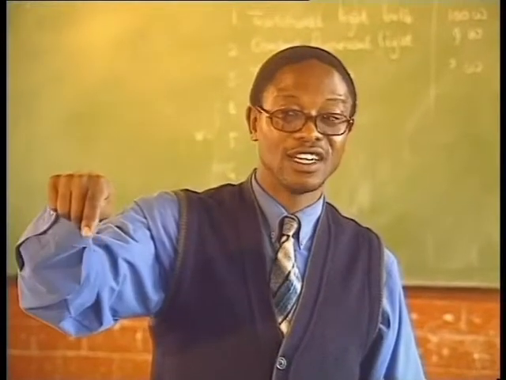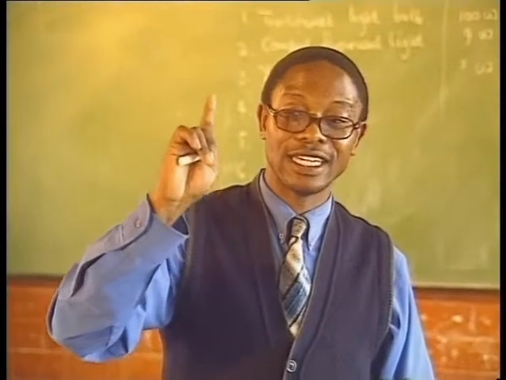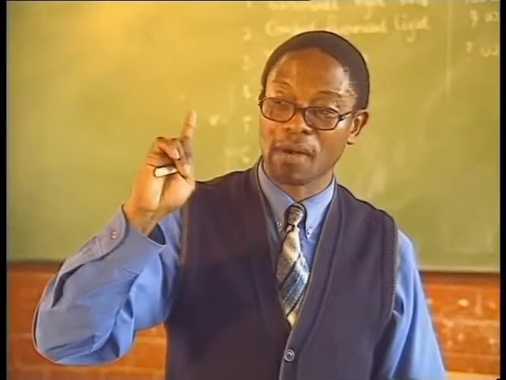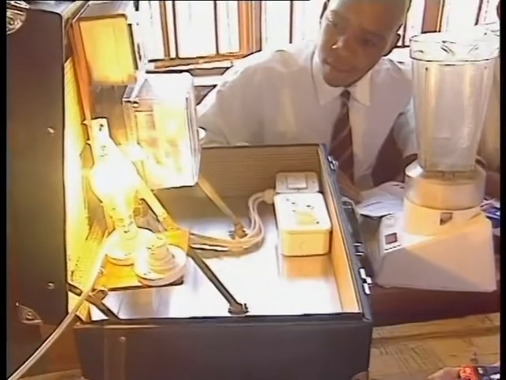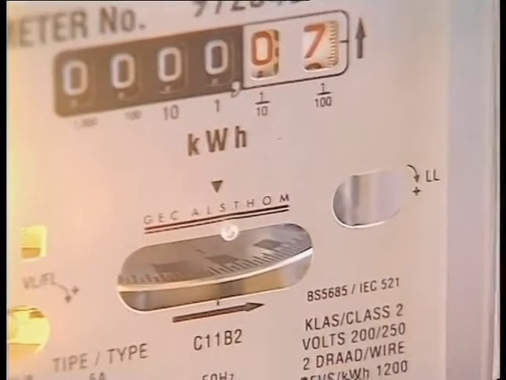Make sure that only one appliance is put on, not everything. Only the 100-watt traditional light bulb must be put on. Do you understand what I mean? Yes. Then the learners simultaneously switch on the light and start the stopwatch.